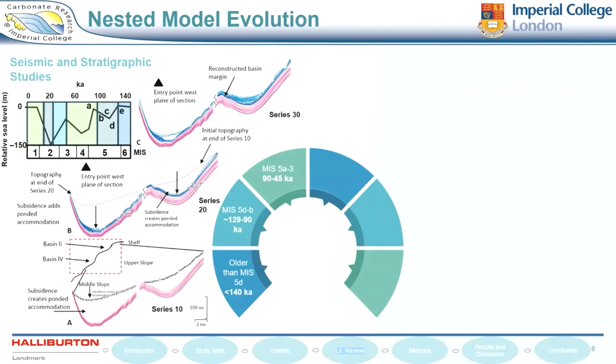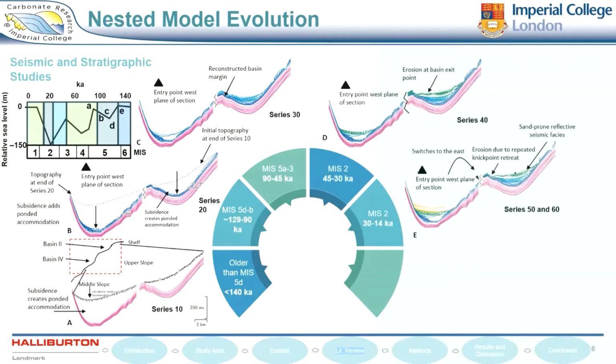sediments, creating ponded accommodation in Basin 2 and Basin 4. During MIS 2 to the maximum lowstand, we have the influx of mainly sandy sediment and sandy turbidites, and this can be seen here.